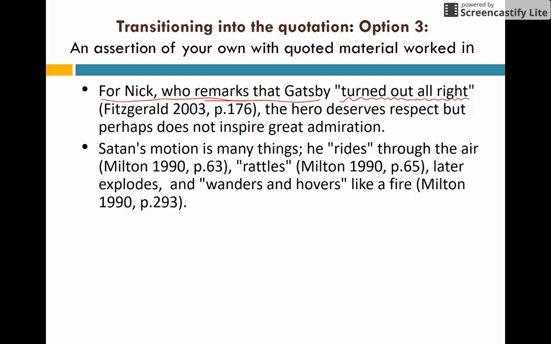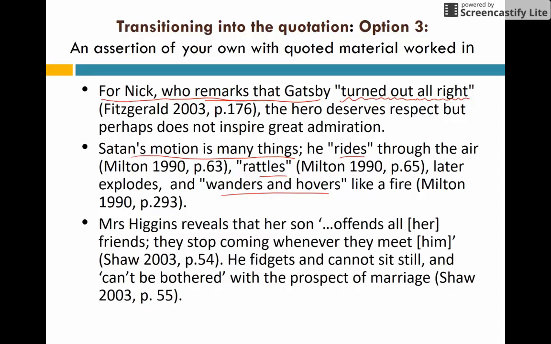Satan's motion is many things. He rides through the air, rattles, later explodes, and wanders and hovers like a fire. So this student has made an assertion about something and then is pulling these different quotations together in a bit of a list.